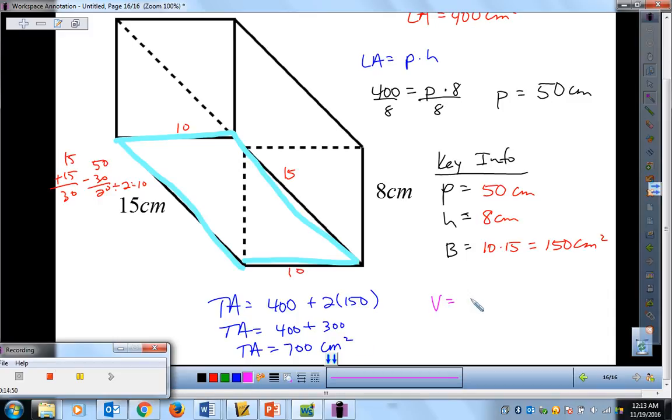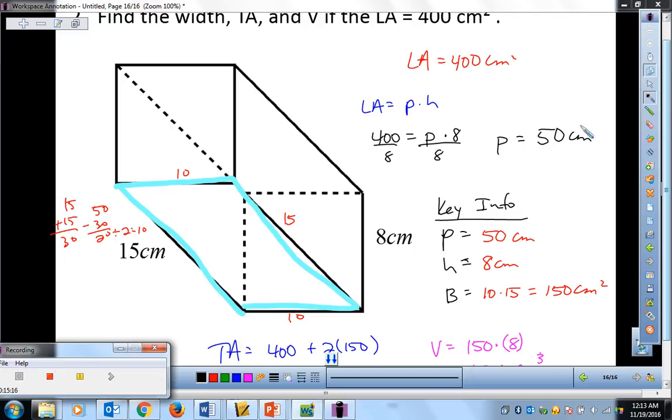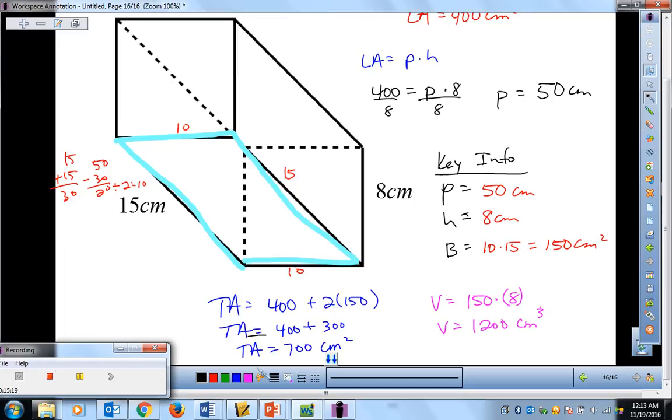Volume equals area of the base, 150, times the height, again, height's right here, is 8. Use your calculator. 150 times 8 gives you 1,200. This is times here. 1,200 is volume, so it is centimeters, 3 didn't show up. Centimeters cubed. So again, area is my final answer. We were given the lateral area of 400, so the total area is 700 centimeters squared. The volume is 1,200 centimeters cubed.